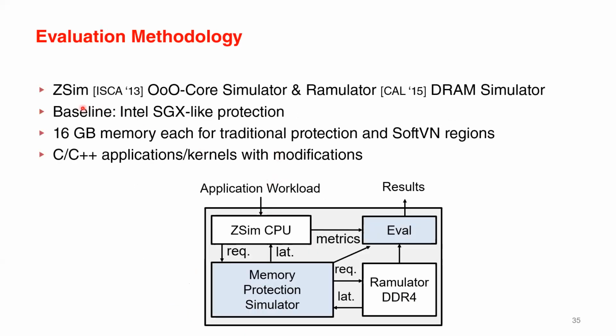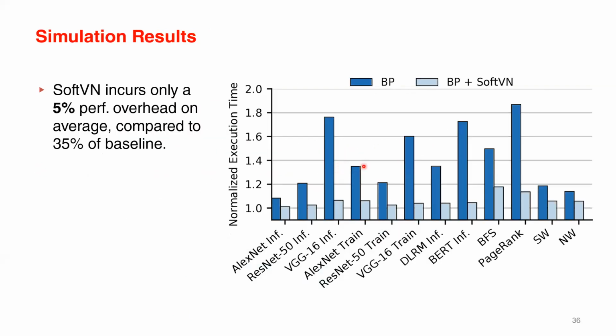For our evaluation, we used the ZSim CPU simulator and the Ramulator DRAM simulator, and we augmented them with a memory protection simulator. For a baseline, we chose an Intel SGX-like protection. We modeled 16 gigabytes each for traditional protection and the SoftVN regions. And our kernels were written in C++ with new instructions added for SoftVN. So let's look at how SoftVN performs.